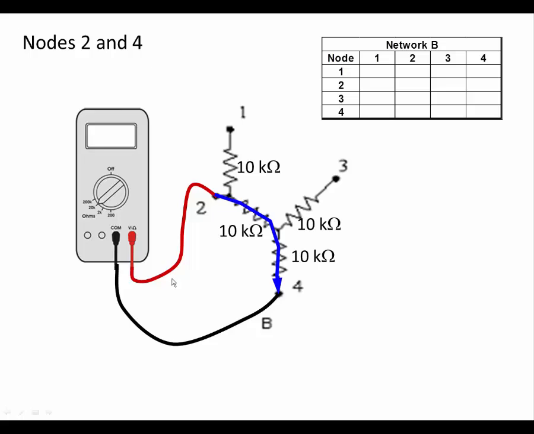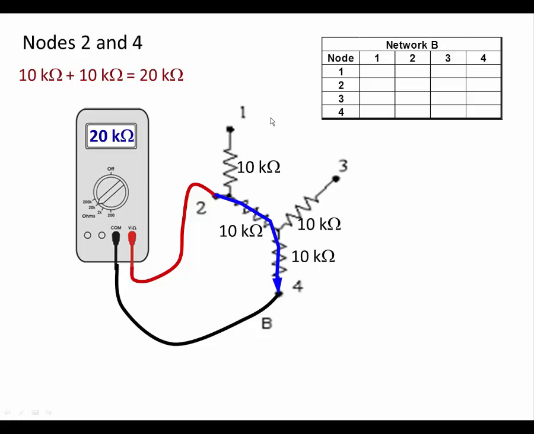Here's the first example. The ohm meter is connected between nodes 2 and 4, and we can predict what the ohm meter will read in this case because the circuit is completed by two 10 kiloohm resistors in series. The net resistance of the series combination is 20 kiloohms, and so for this network we would expect the ohm meter to give us a reading of 20 kiloohms.